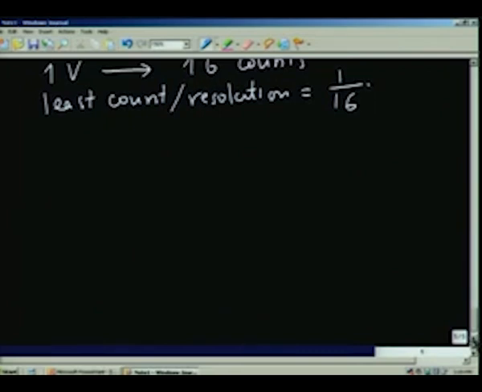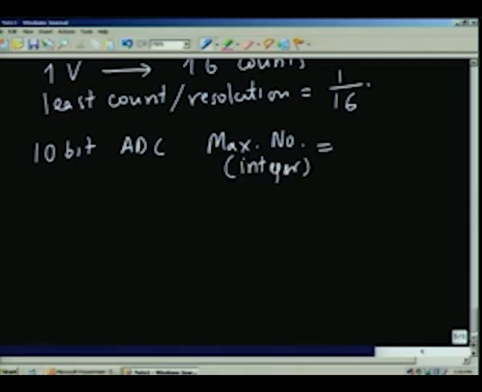For example, suppose I have a 10 bit ADC, the maximum number or maximum integer that can be represented by this is given by 2 to the power of 10 minus 1. This is nothing but 2 to the power of n minus 1, here n is the number of bits. In this case, it will come out to be 1023. And if I include the 0, there are 1024 levels starting from the lowest value.